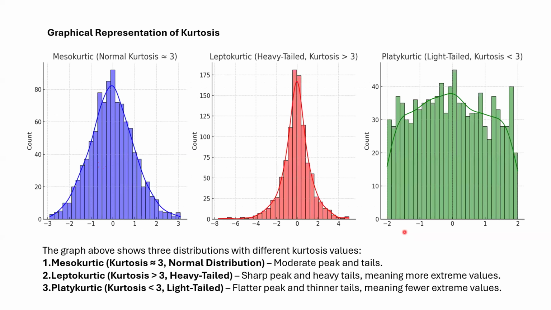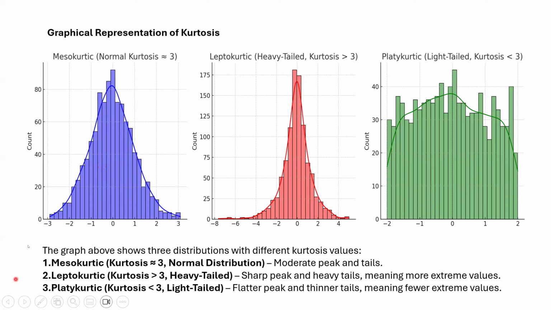Okay, let's see the graphs. The first one is almost the perfect distribution. It's nothing but a mesokurtic, with a moderate peak and tails. It's not a sharp peak, and the tails are like this.